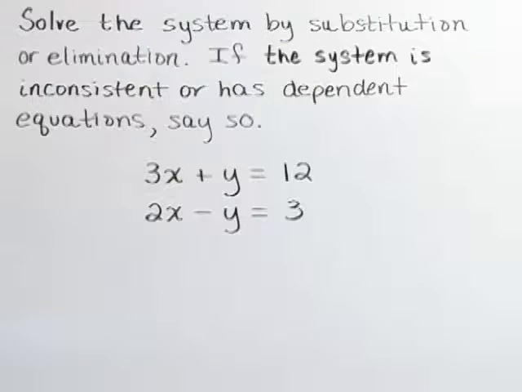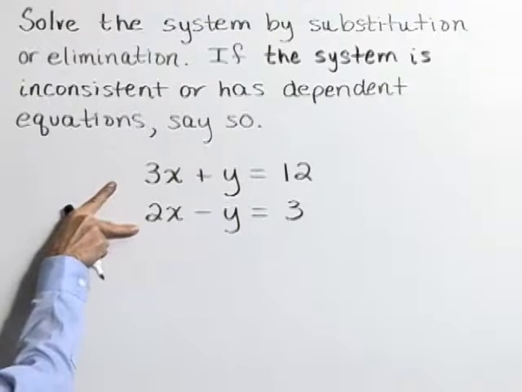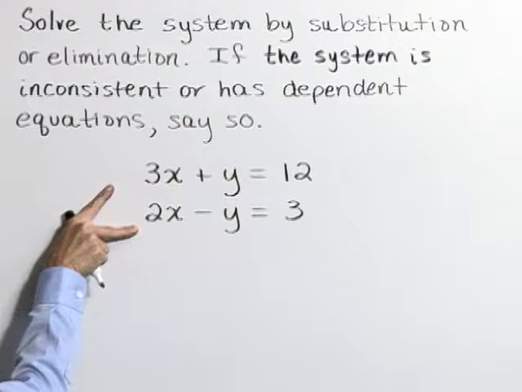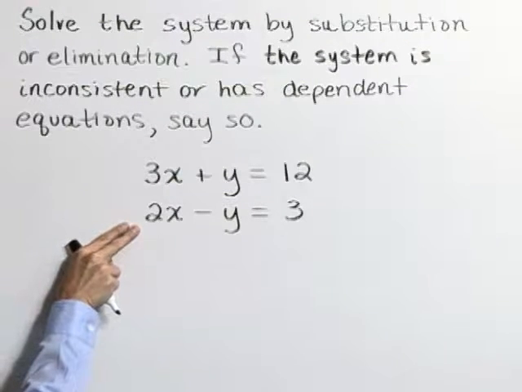Solve the system by substitution or elimination. If the system is inconsistent or has dependent equations, say so. Here we have the system 3x plus y is equal to 12 and 2x minus y is equal to 3.